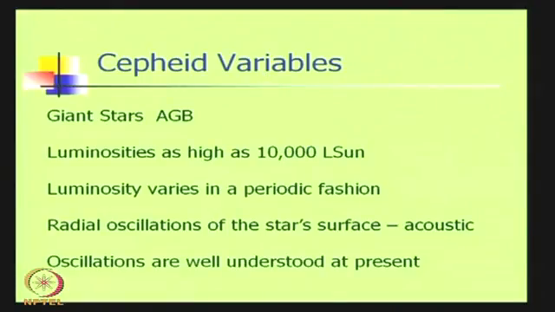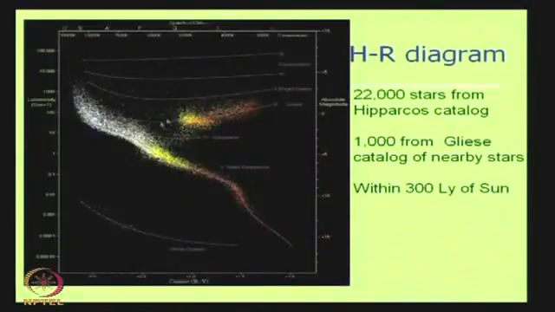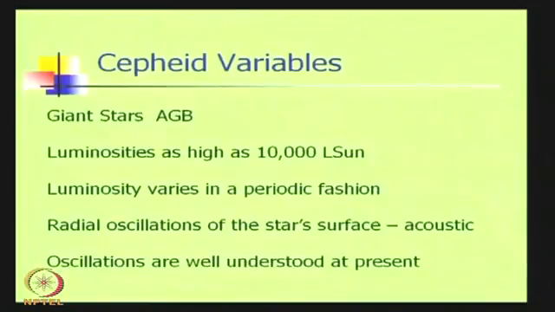These Cepheid variable stars are giant stars, possibly they are believed to lie in the asymptotic giant branch in the HR diagram, and their luminosities could be as high as 10,000 times the luminosity of the sun. So, we have the HR diagram here. So, these are stars which lie somewhere in the giant branch, somewhere here.